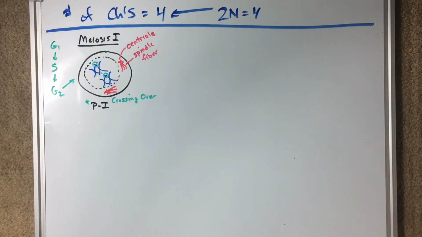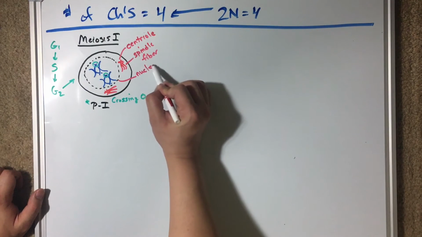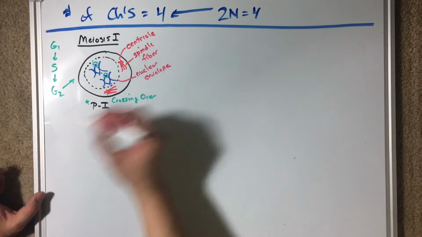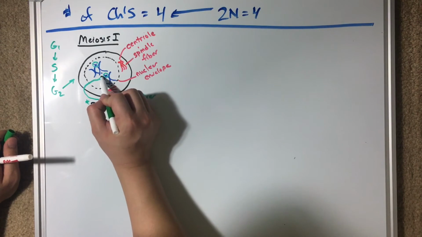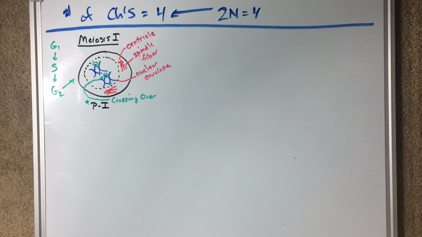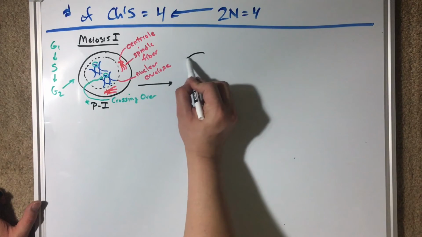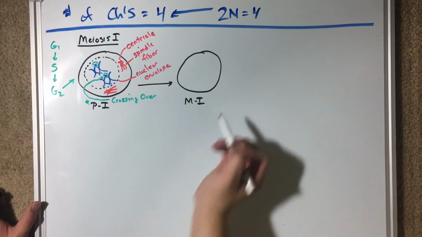All right. So let's go ahead and label the rest of our diagram here. We have the nuclear envelope. And of course, crossing over. Let me go ahead and label it there. All right. What's next after prophase 1? Well, you probably guessed it. It is metaphase 1. Here we go. Metaphase 1.